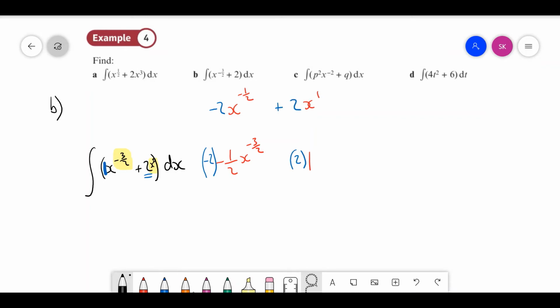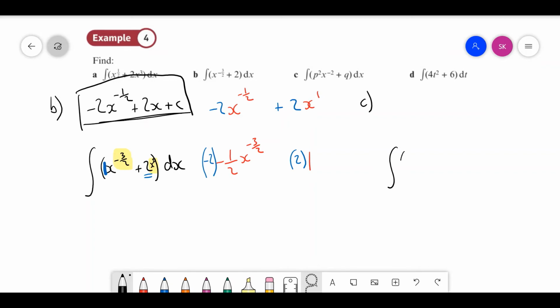So my answer is going to be negative 2x to the negative a half plus 2x plus c. That's my answer for B. Make it really clear, that is the answer. All the rest is just working out. Do question C over here.